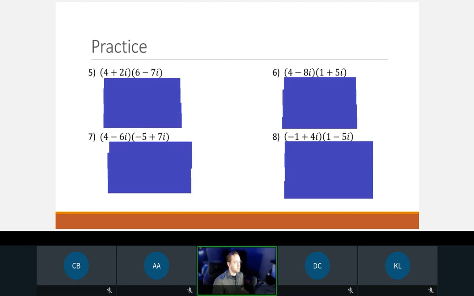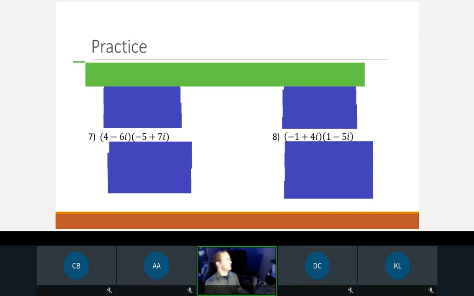Okay, let's everyone do number 7 and 8. Everyone do number 7 and 8. So nobody's tempted, I just cover those up. 7 and 8. I think 2 minutes should be enough.